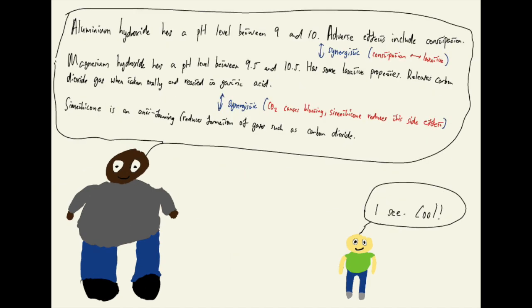Aluminum hydroxide has a pH level between 9 and 10. Its adverse effects include constipation. Magnesium hydroxide has a pH level between 9.5 and 10.5 and has laxative properties. Its adverse effects include a buildup of carbon dioxide gas, which simethicone reduces. Hence, they are synergistic, as each agent cooperates with the others: magnesium hydroxide relieves the constipation effects of aluminum hydroxide, and simethicone reduces the bloating or gaseous effect caused by magnesium hydroxide.